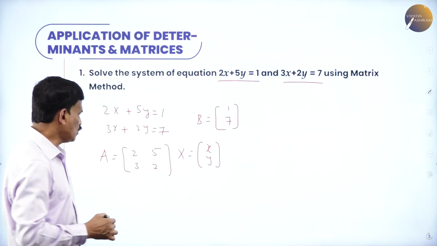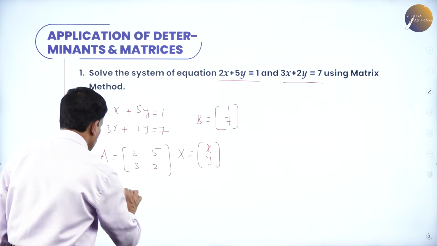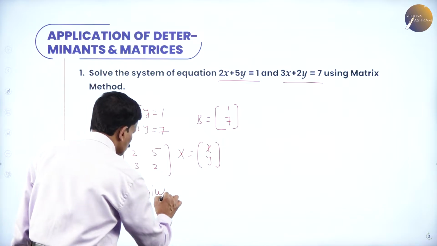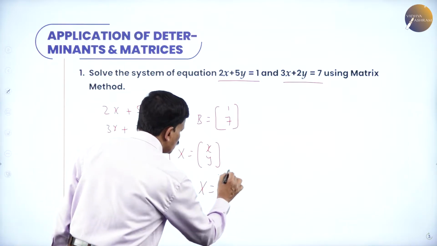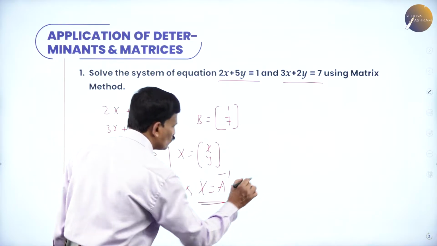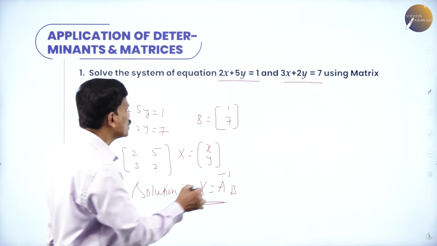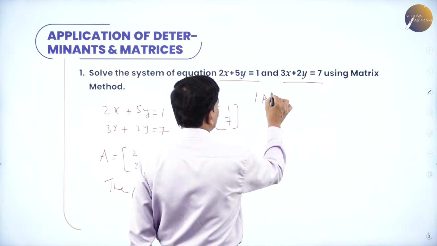Okay. Now the solution is given by x is equal to A inverse into B. Now first find out A inverse. Now find out the determinant of A.